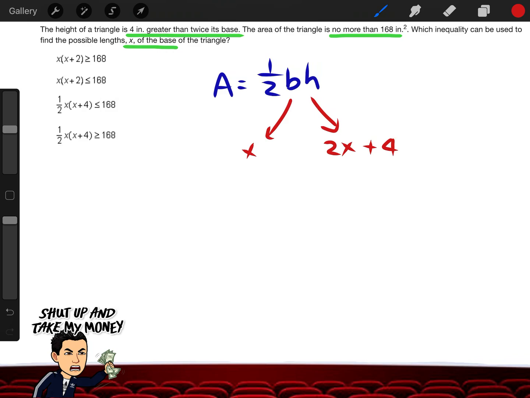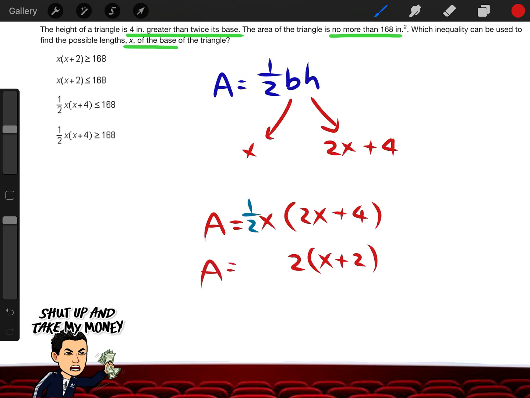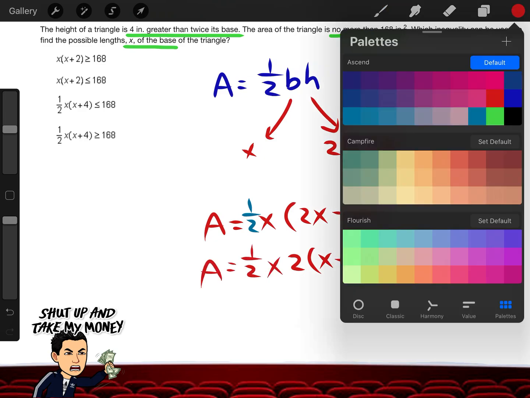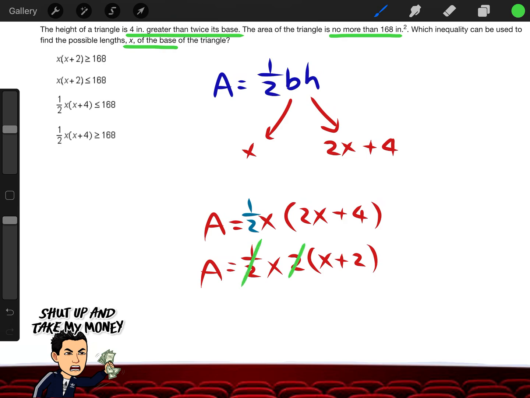So this is what you're going to do. You're going to multiply them. The area is equal to 1/2 times x multiplied by 2x plus 4. Don't forget about the 1/2. What we're going to do next is factor out the 2, so it becomes 2 multiplied by x plus 2. Rewrite everything else, and you can notice that 1/2 and 2 multiply each other and become 1. So your answer is going to be area equals x multiplied by x plus 2.